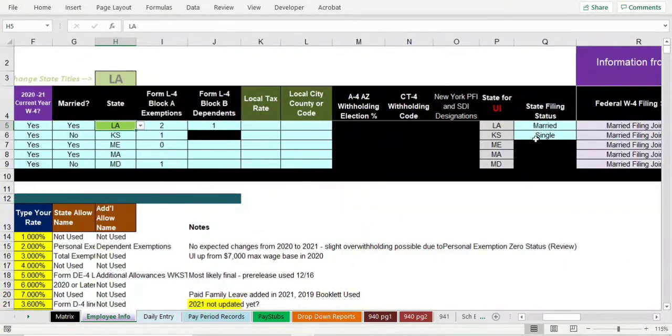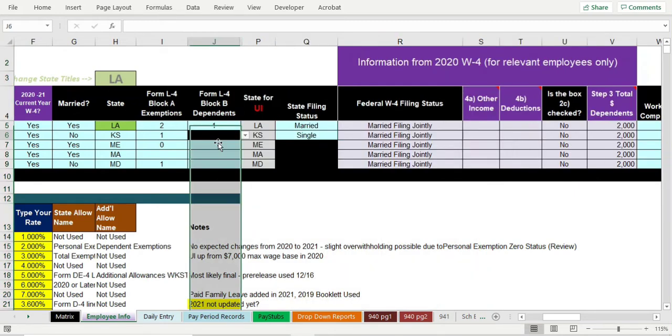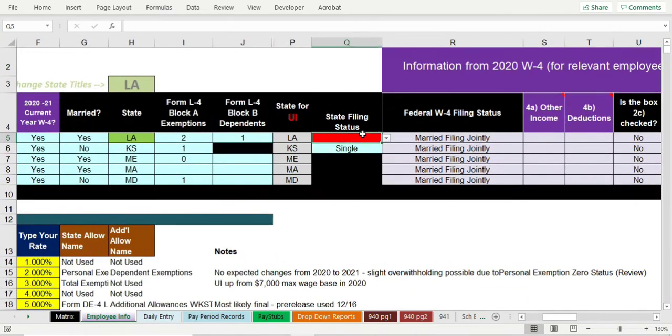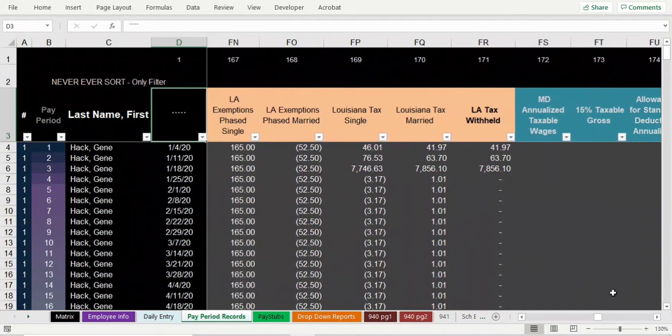Also, there's a question about filing status. So some things that you need to fill out for Louisiana is also the filing status. If you don't, it's going to show up in red. The reason why is there are two different tax rate tables for Louisiana, which we're going to talk about right now. There's one for single and one for married and 2 or more exemptions.